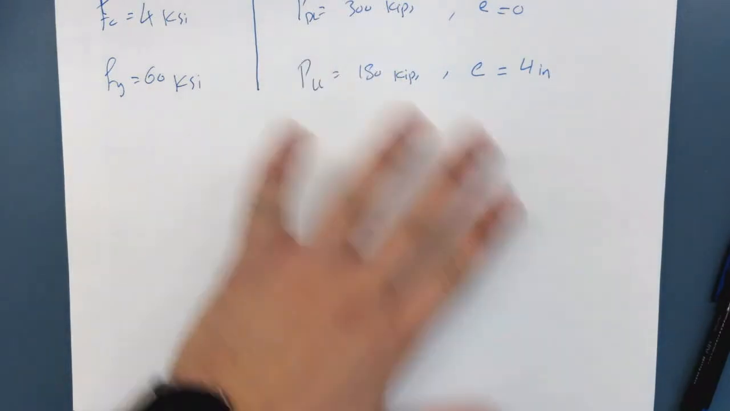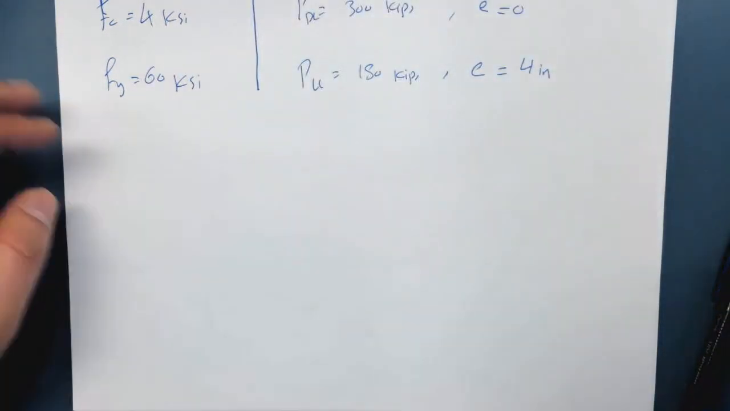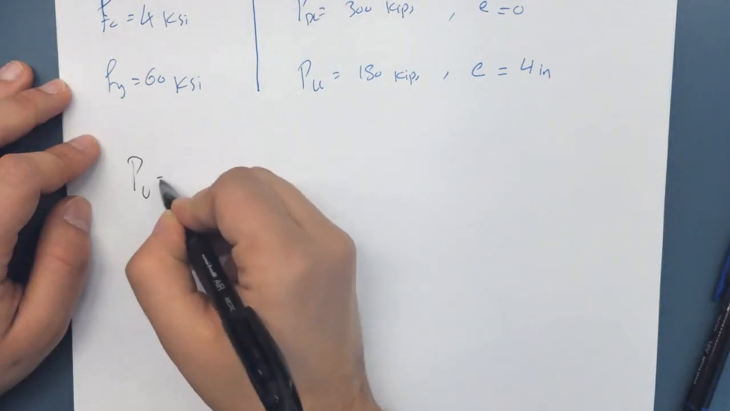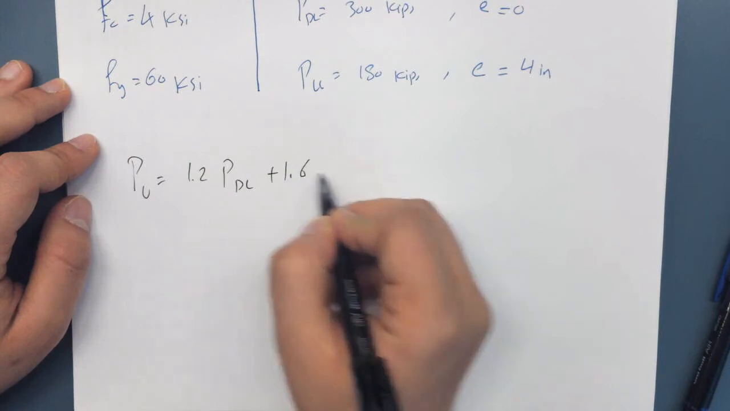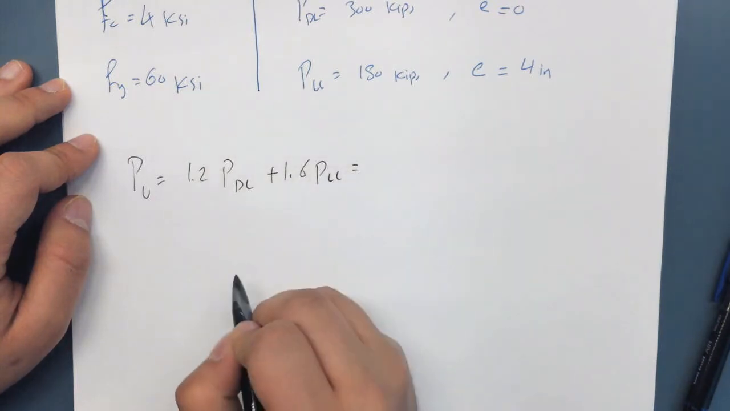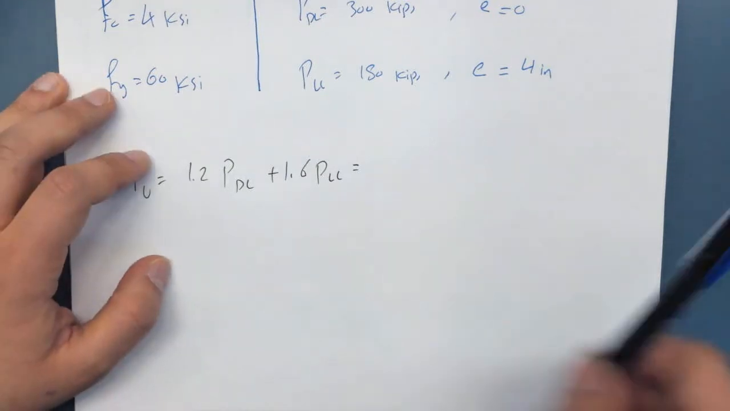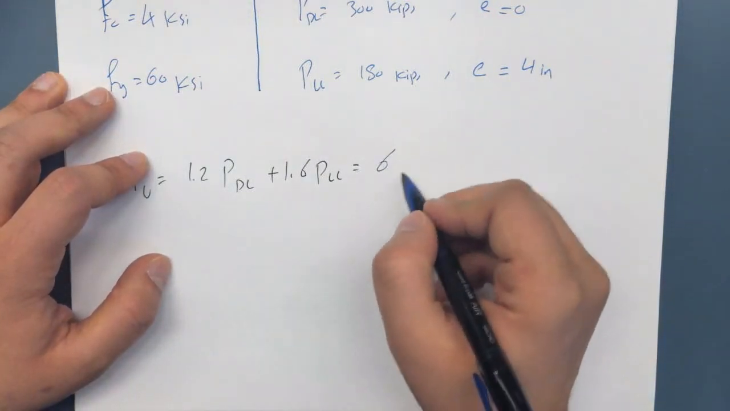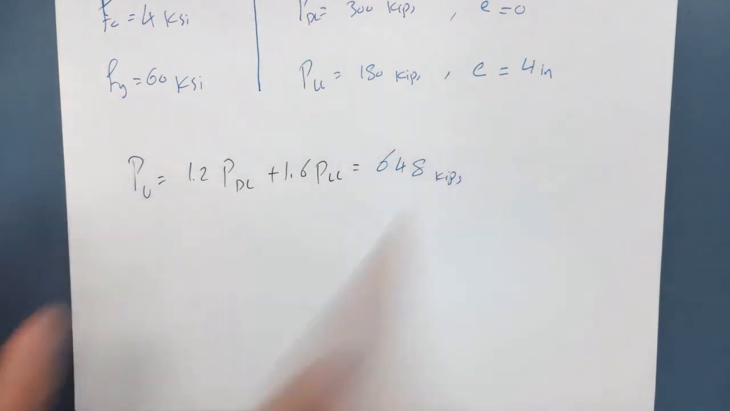So this problem is tricky just because of this line over here. Normally what we do is we say P ultimate is equal to 1.2 P dead load plus 1.6 P live load, and this is going to be 1.2 multiplied by 300 plus 1.6 multiplied by 180. This is going to give you 648 kips.